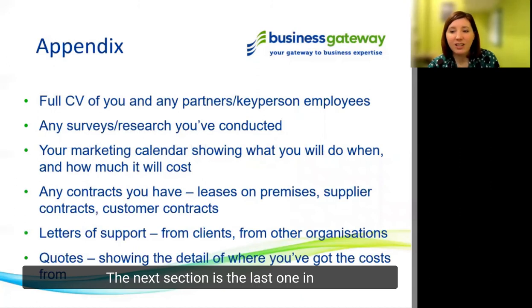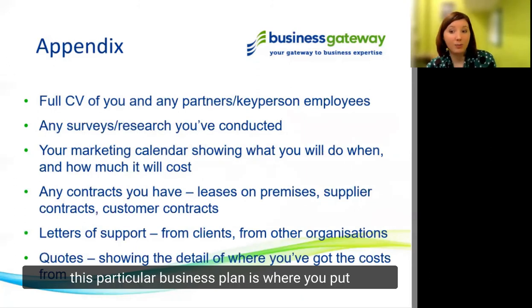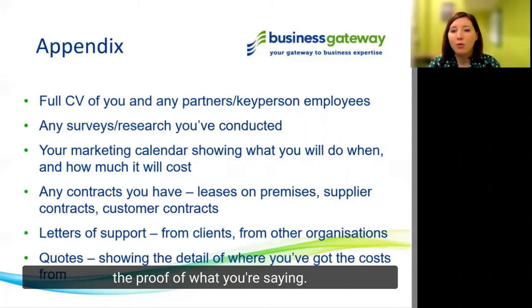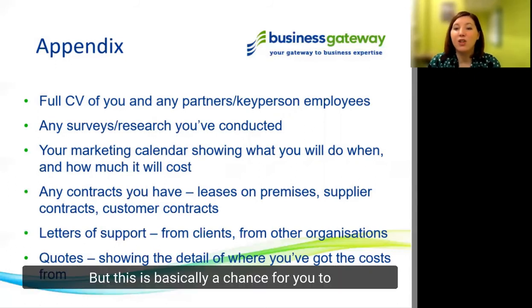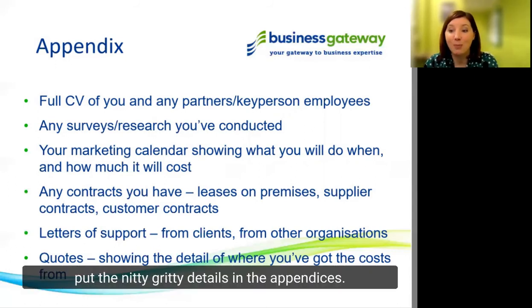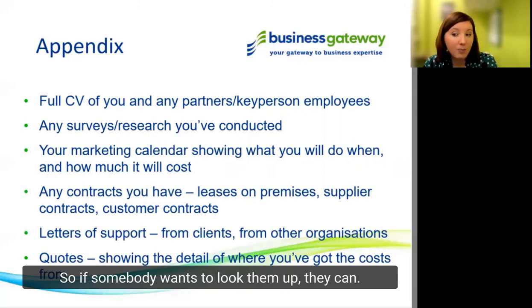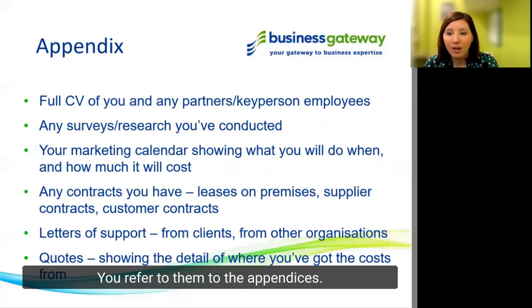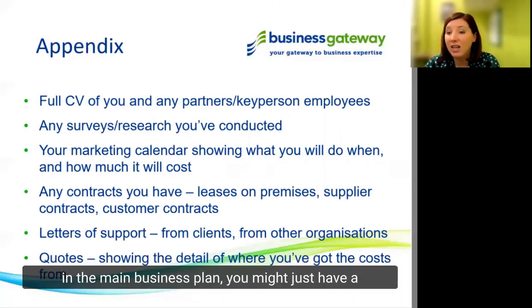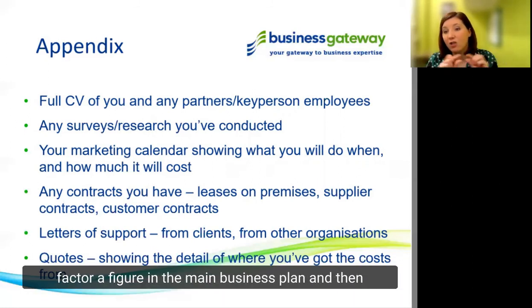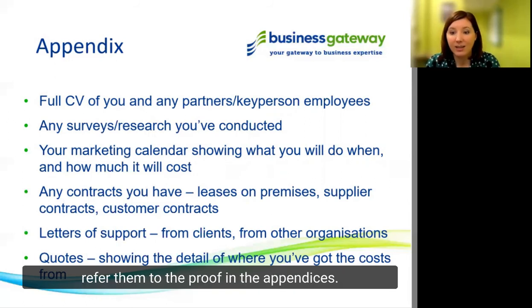The next section, it's the last one in this particular business plan, is where you put the proof of what you're saying. If you're going to include all the material in the main business plan, it would be exceptionally long. But this is basically a chance for you to put the nitty-gritty details in the appendices, so if somebody wants to look them up, they can. You refer them to the appendices where you can put further detail on what you've mentioned in the main business plan. You might just have a fact or a figure in the main business plan and then refer them to the proof in the appendices.